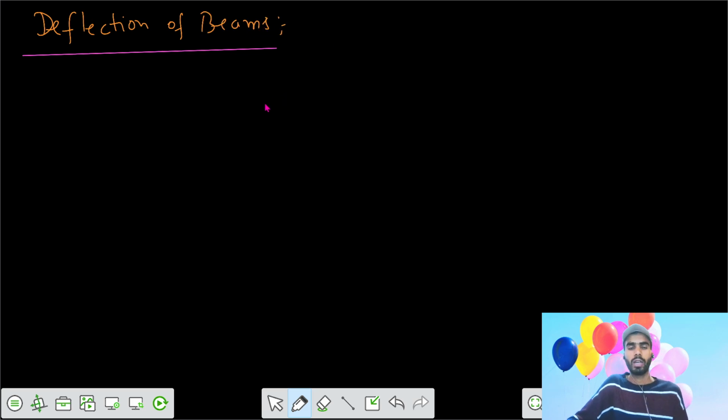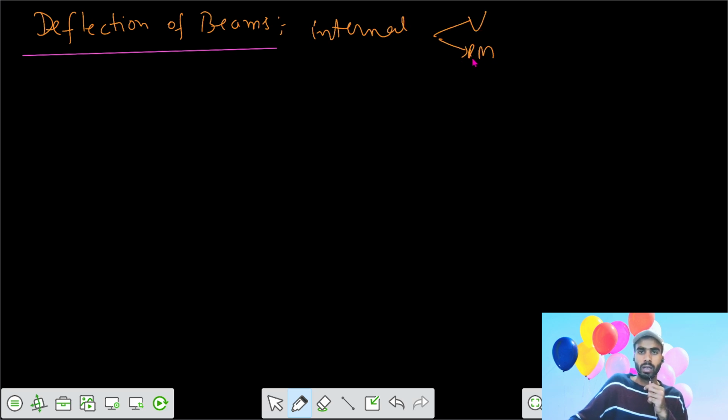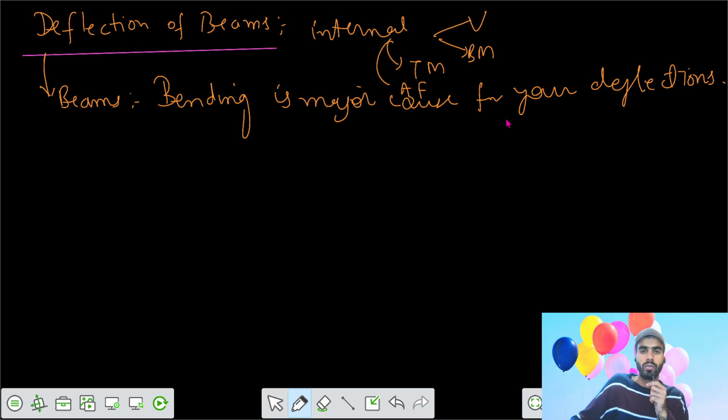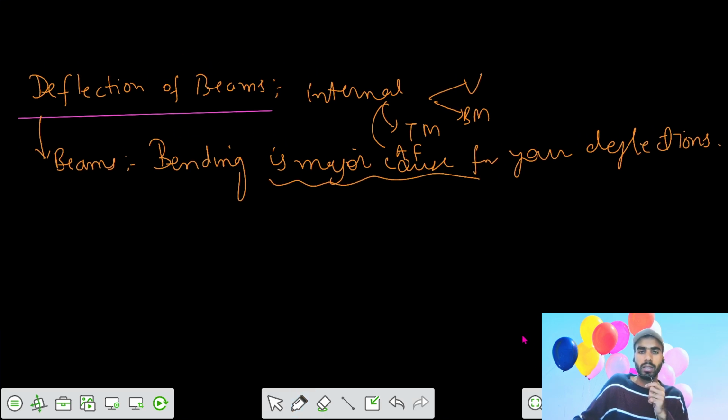Till now, in our shear forces and bending moments, our concern was to get the internal loadings, that is, shear force and bending moment. There are also the internal loadings of twisting moment and axial force. Now for beams, bending is the predominant, major cause of deflections, so we ignore the rest of the three effects, because we are dealing within the elastic limit.